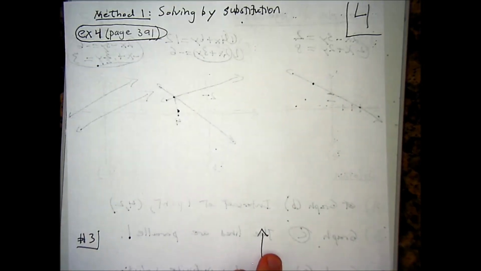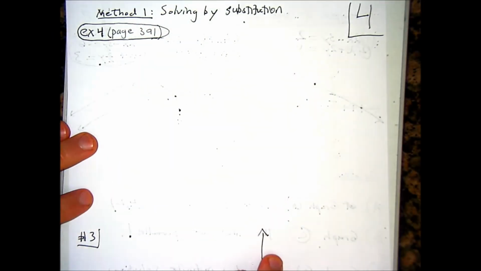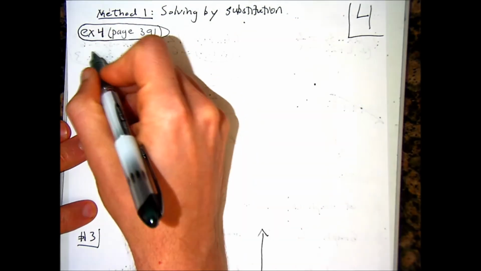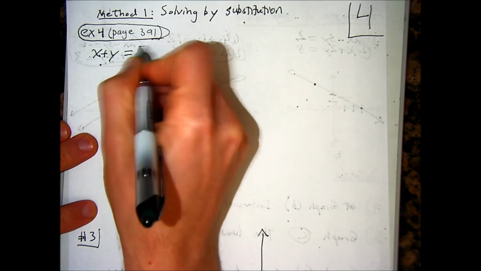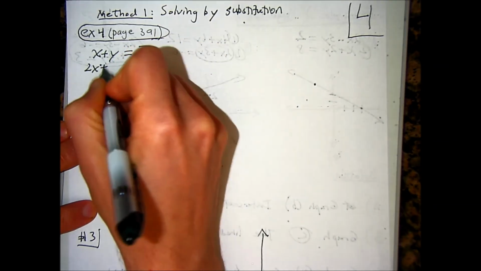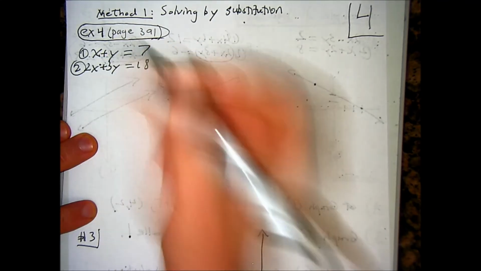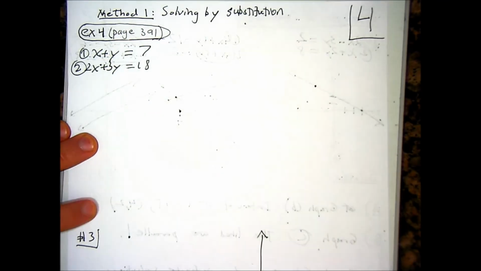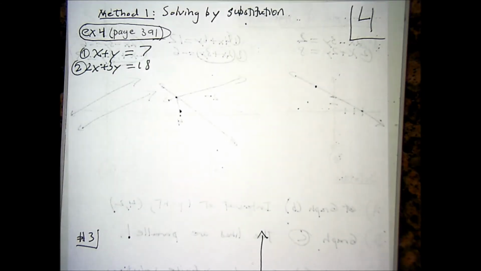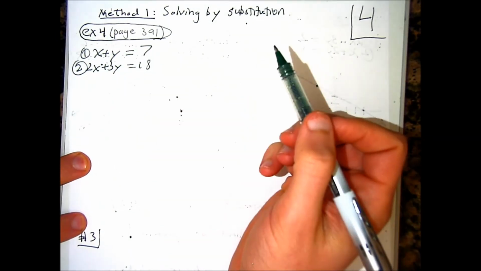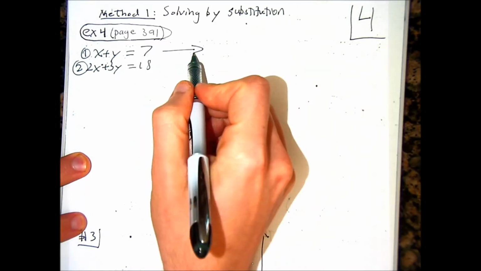Okay, and this is example 4, page 391, and they give us the equations x plus y equals 7, 2x plus 3y equals 18. This is equation 1, and this is equation 2. And I want to know where these lines overlap without drawing the picture. So solving by substitution means I take one of the equations and I solve for one of the variables in that equation. So let me take equation 1.